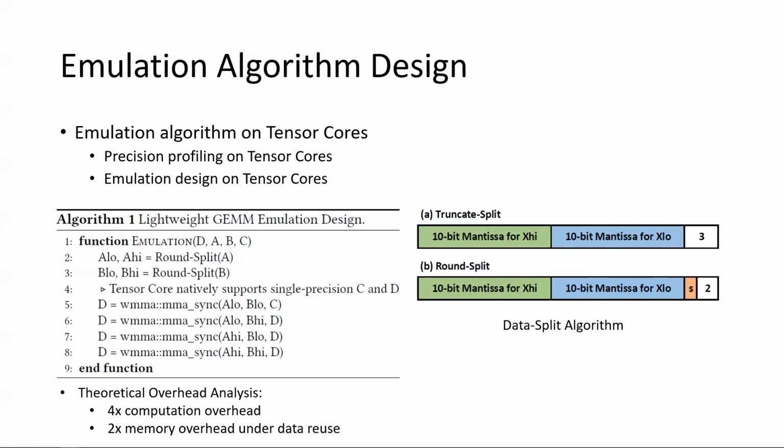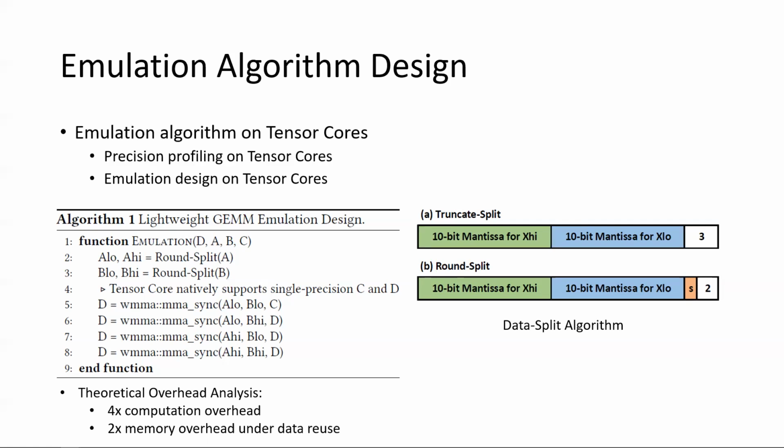We also have some data split algorithm design. Here we want to emulate the computation of single precision, which has 23 metadata bits. In the truncated split, we can use 2 half precision data to represent 1 single precision data. Actually, in each half precision data, we have 10 metadata bits. So in total, we have 20 metadata bits here.